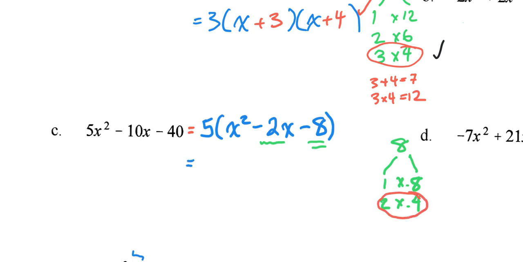So now my final answer is 5x, and then we put minus 4 in our first bracket, and then we have x and plus 2 in our second bracket. Okay, and we're done. Let's go and take a look at D.